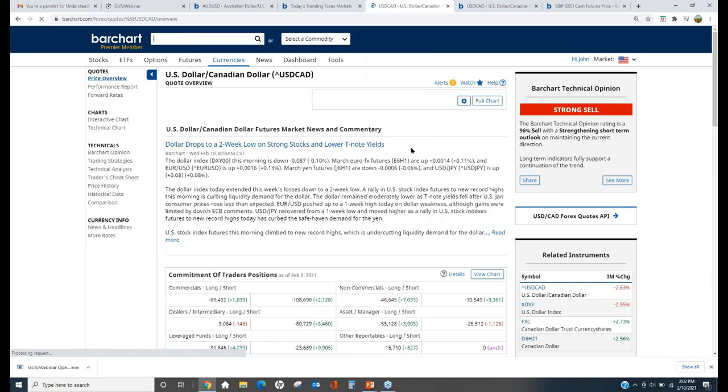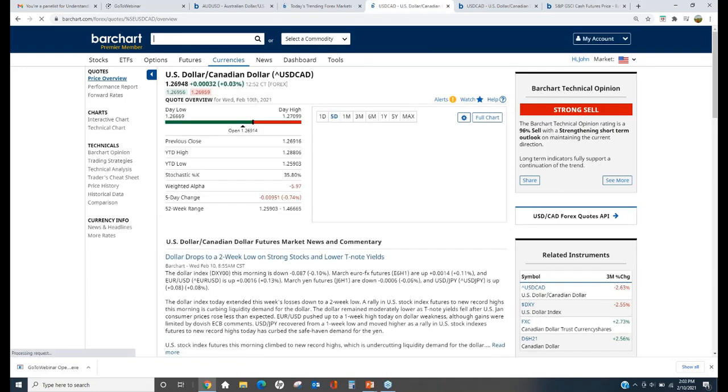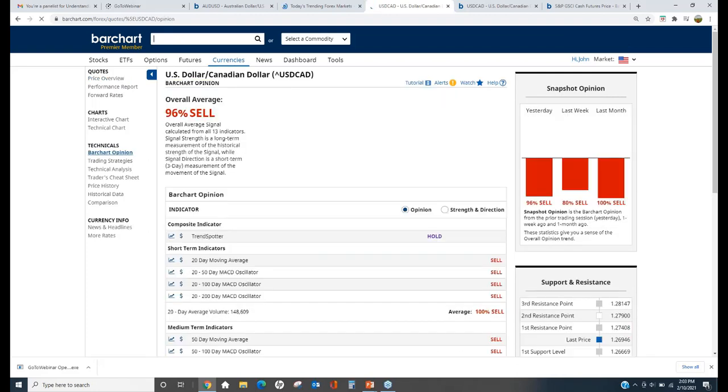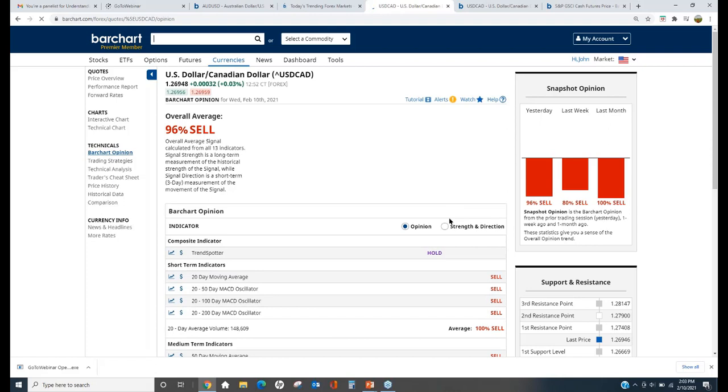So let me just show where you can find that. Here's our Barchart opinion. We're under a strong sell. If I look under my more information, there it is. There's my strength and my direction. Strength is for longer term. Direction is our momentum, and you can see that both of these right now are showing us that the momentum and the trend are in favor of the Canadian dollar, or a weak US dollar.